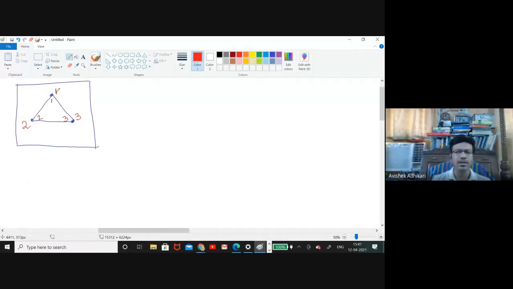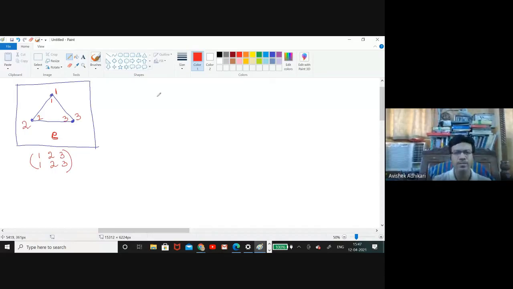Then 1 remains 1, 3 remains 3, 2 remains 2. And I call this operation E, just a name, E. And I write it like this also: 1 goes to 1, 2 goes to 2, and 3 goes to 3.